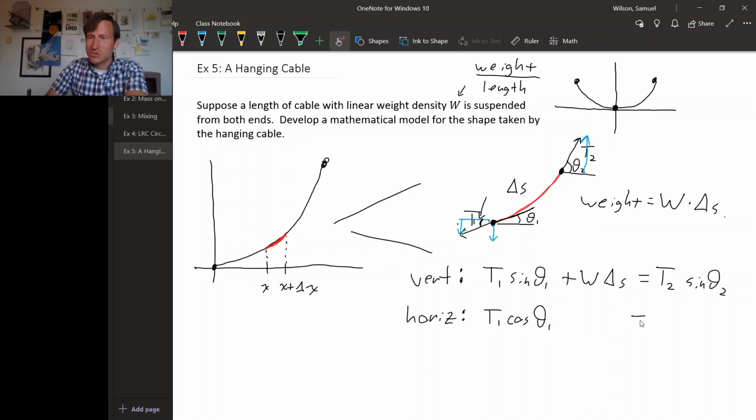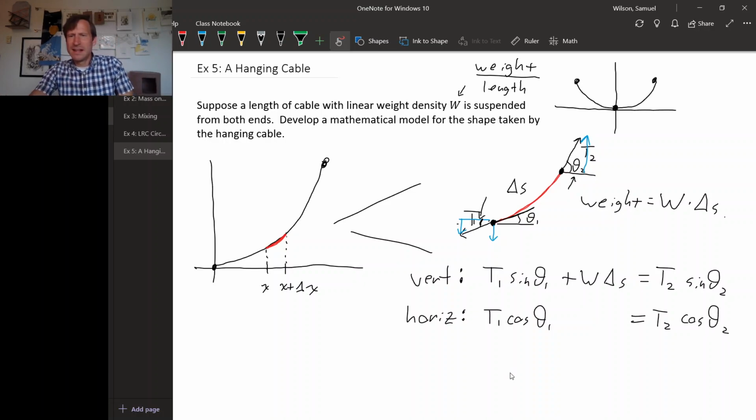That has to be equal to whatever's pulling to the right. And it's only T2 that's pulling to the right. And the part of T2 that's pulling to the right is, again, the adjacent side on this little right triangle. And so we get T2 cosine theta 2.